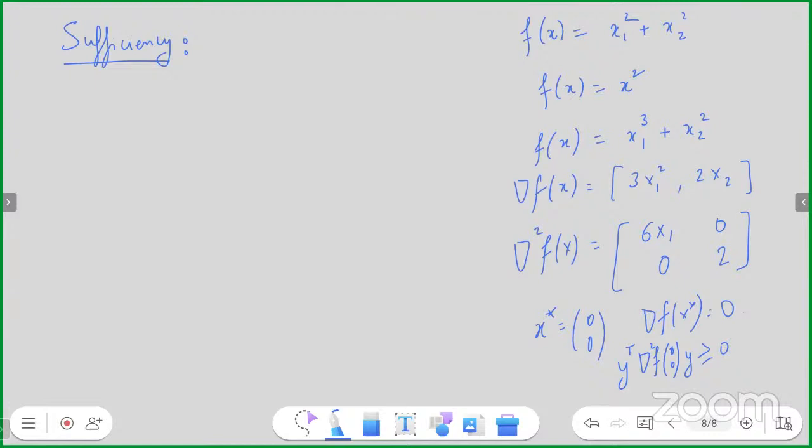Okay, so now the sufficiency condition will be that I need to make this inequality strict. That's all. That if it's not 0, then I'm guaranteed.